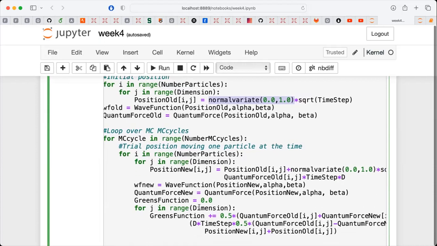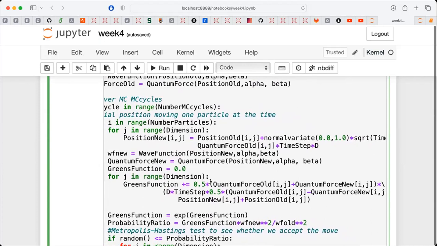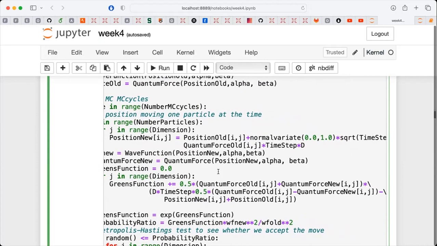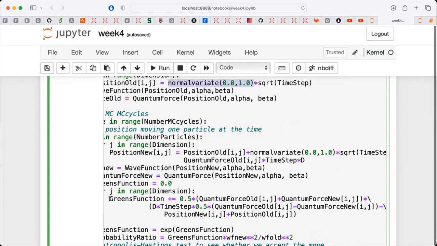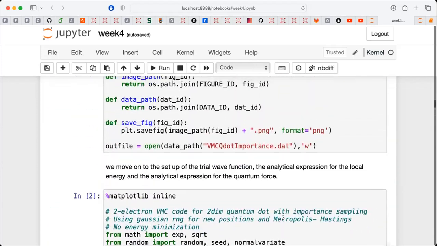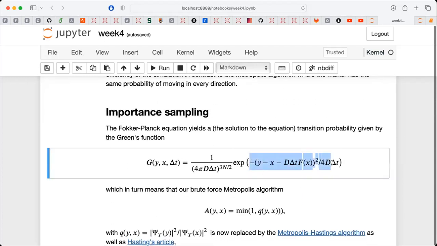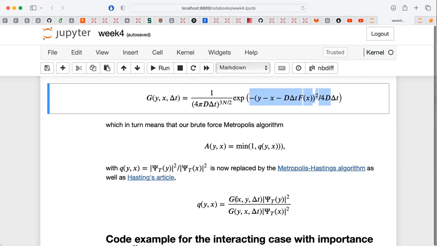Then I have the Green's function, which is calculated as the ratio between the Green's function, or probability distribution, from the previous time step and the new one. I'm not calculating an exponential divided by an exponential, but rather the arguments to the exponential in the numerator and in the denominator. This piece which you see here is nothing but the argument to the function you see up here. Since I'm taking the ratio, I take the arguments of the denominator and the numerator.